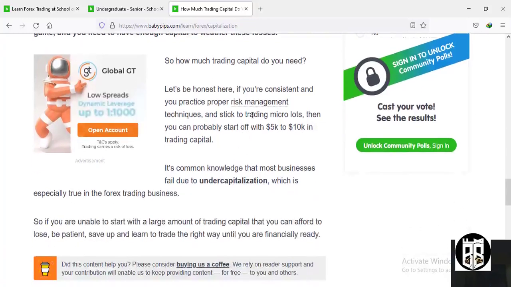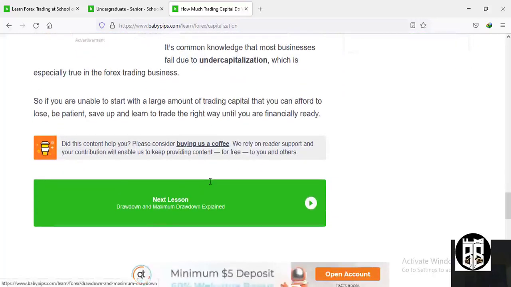So let's be honest, if you are consistent and you practice proper risk management techniques and stick to trading micro lots, then you can probably start off with $5,000 to $10,000 in trading capital. But if you have $25 and you have a good mentor, you are good to go also.